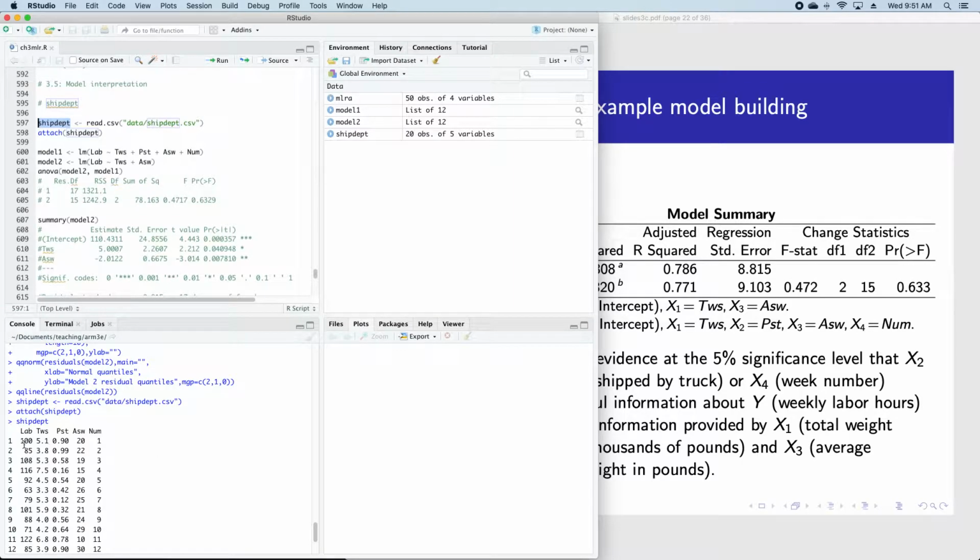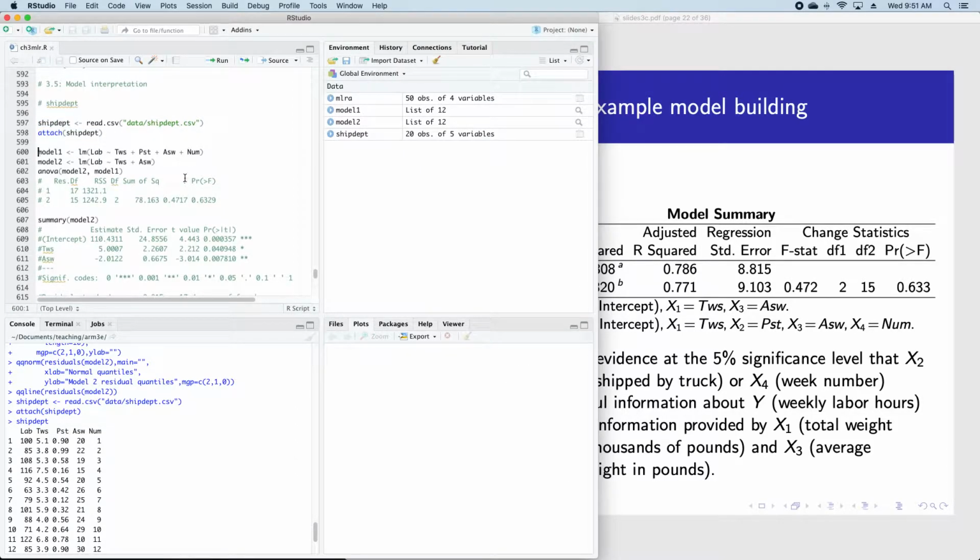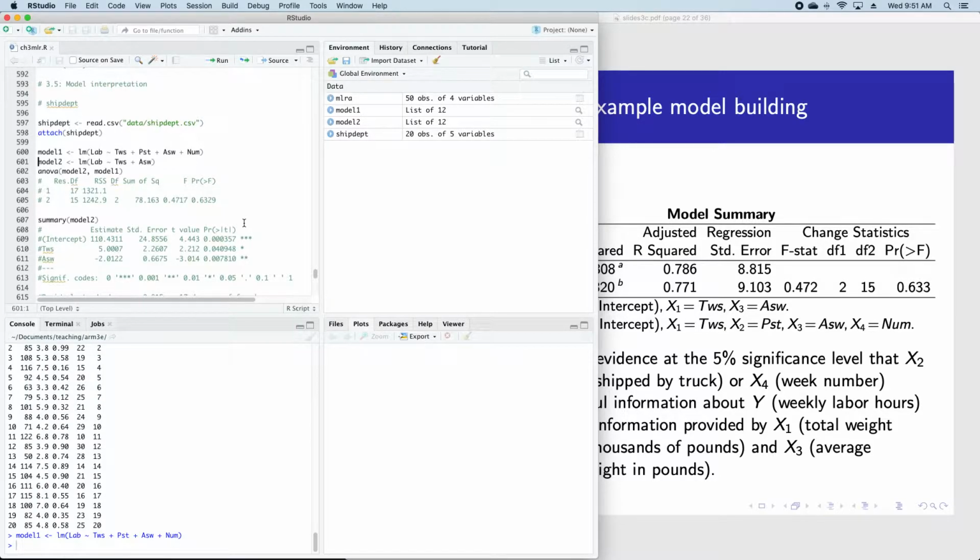So we've got response variable y, or I've called it lab for labor hours, and then I've got 4 predictor variables here: TWS, PST, ASW, and num. And so we'll talk about the meaning of those predictors when we come to the interpretations. But to start with, let's just fit a model with all 4 predictors. So that's my model 1.